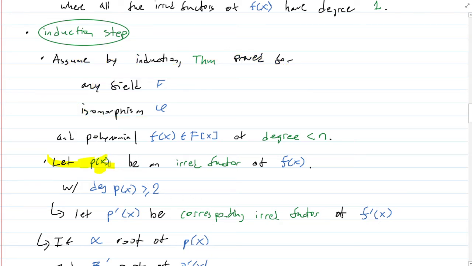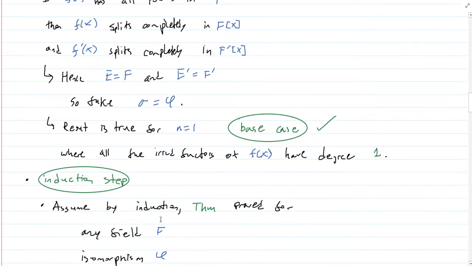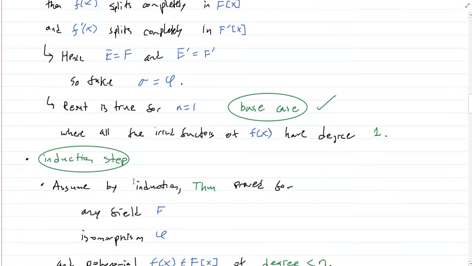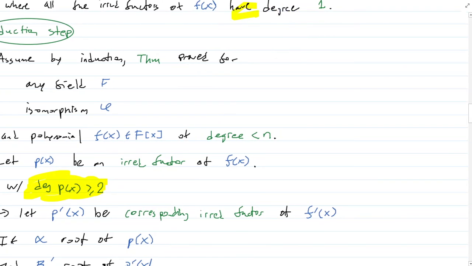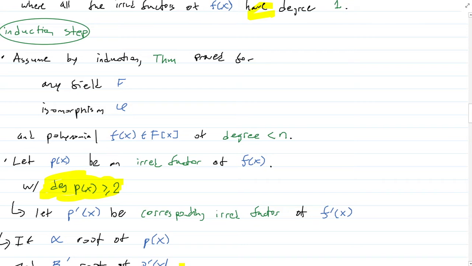So let p(x) be an irreducible factor of f(x) with degree greater than or equal to 2. In the base case, we already took care of all the cases where the irreducible factors have degree 1. So let's just change that. Let's say it has degree greater than or equal to 2. So this, together with this, is considering all of the cases, right?